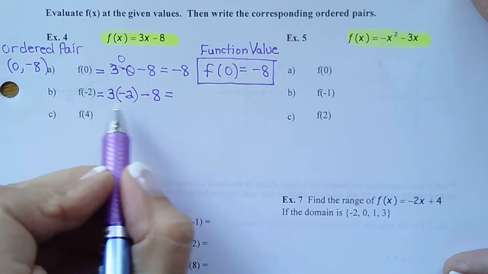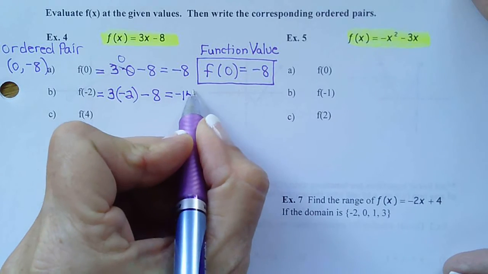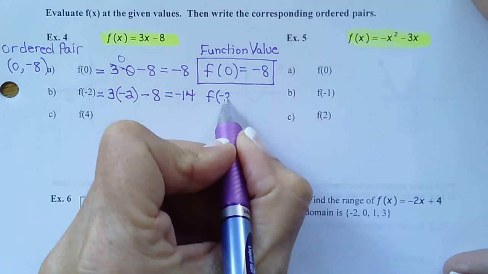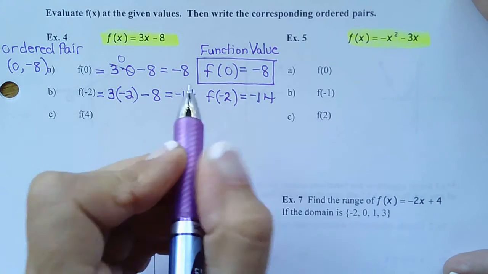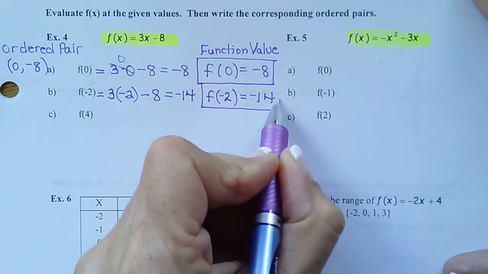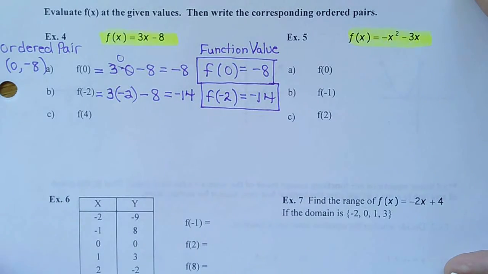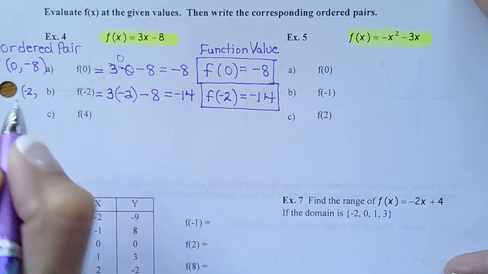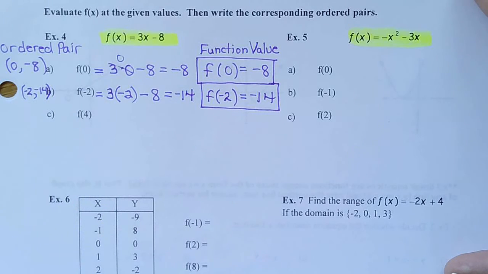So you can either do these on your calculator or in your head. Negative 6 and negative 8 is negative 14. So my function value, when I evaluate the function f at negative 2, my output is negative 14. So the function value is negative 14, and then it asks us to write the ordered pair. So when x is negative 2, y is negative 14. Sorry about that, kind of ran into the letters there because of the hole.